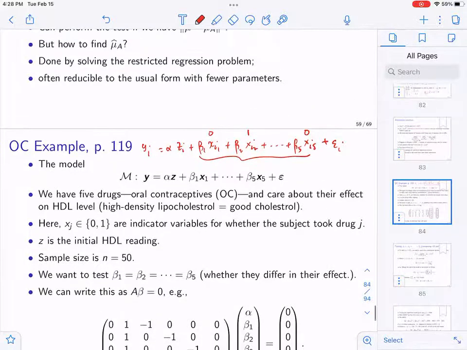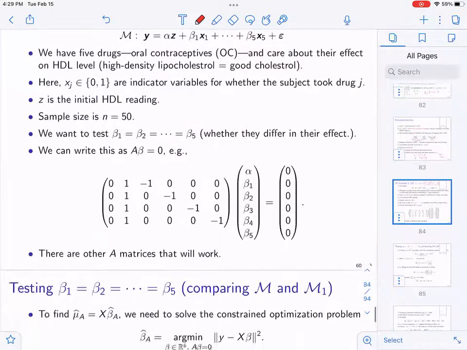Let's say the ith guy took the second drug, so xi2 was 1, the rest are 0, so this would be beta 2. Let's say the kth guy is another guy. They took the third drug, so this would be 1. For them, the observation would be alpha zk plus beta 3. So their xk3 is 1, the rest are 0.